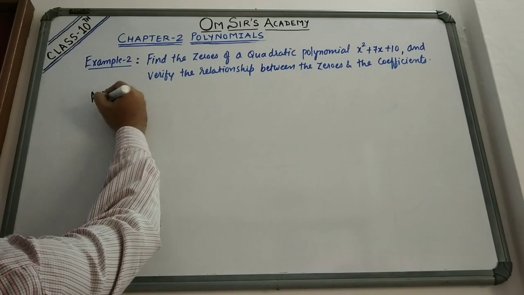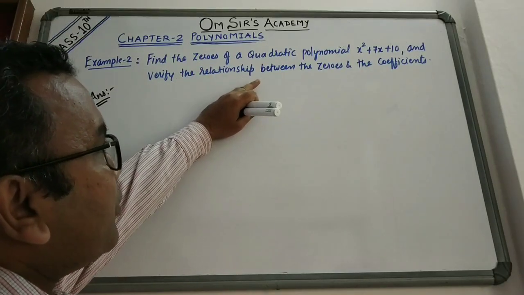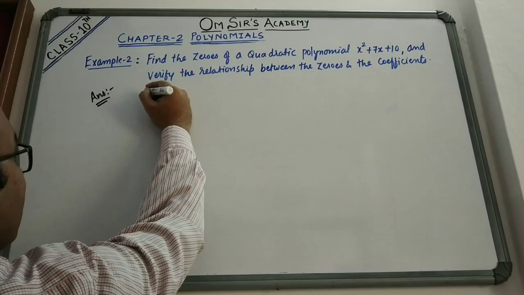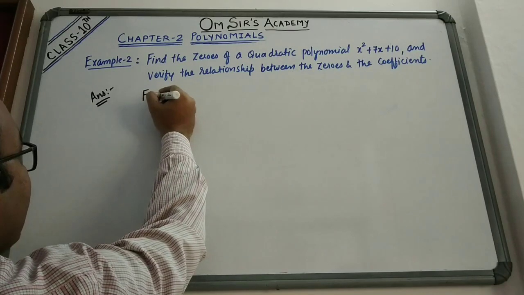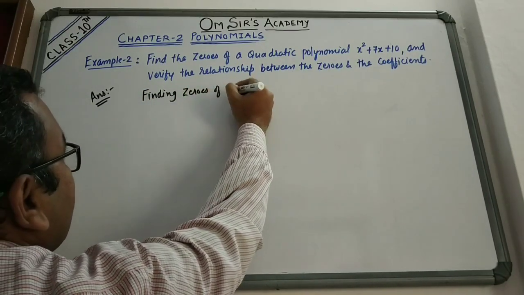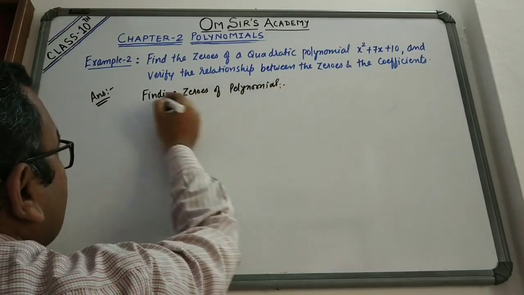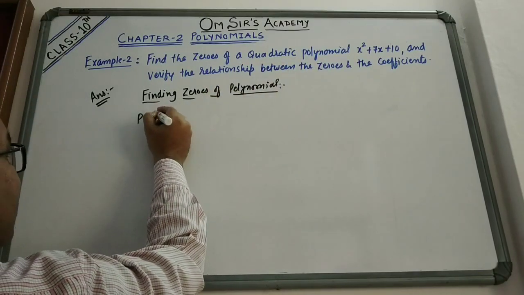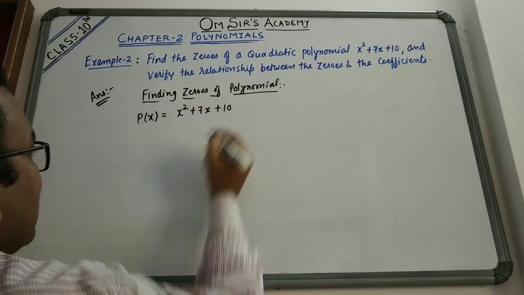So you know very well friends how we can find the zeros of a quadratic polynomial. First we need to factorize the polynomial. So first of all, finding the zeros of a polynomial. First step I am doing it. So first I need to factorize the polynomial. What is my polynomial? P of x is x square plus 7x plus 10.